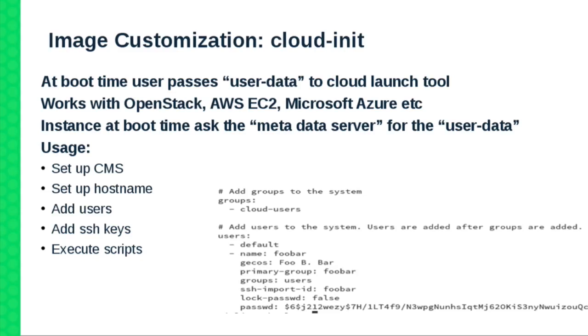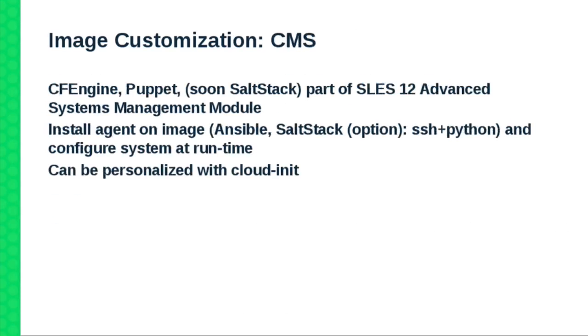What you can do with that is, you can pass in any shell script, but the most common uses are setting up a configuration management system, setting the host name, adding users, adding SSH keys, because cloud images normally don't have a password and don't come with an SSH key baked in in most cases, so you have to add that, and executing a few common scripts that can deploy your workload. So for the customization, you can do that via a configuration management client. CFEngine, Puppet, Ansible, Salt, whatever, can be used for those kinds of workloads. And most of those are part of the SLES 12 Advanced Systems Management module and can be used. So you install an agent on the image and configure the system at runtime and can personalize that with cloud-init as well.